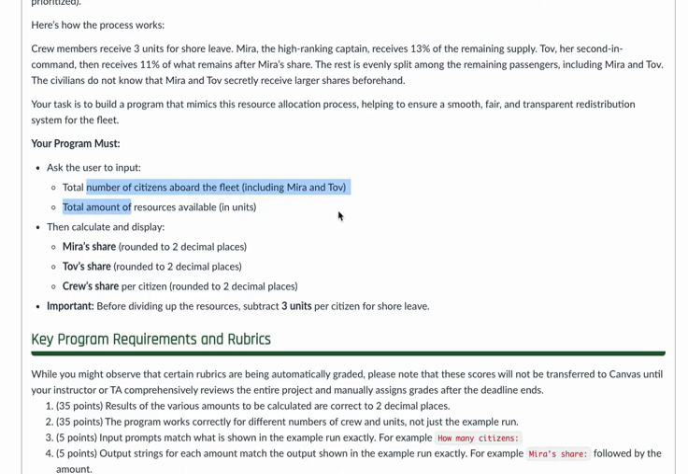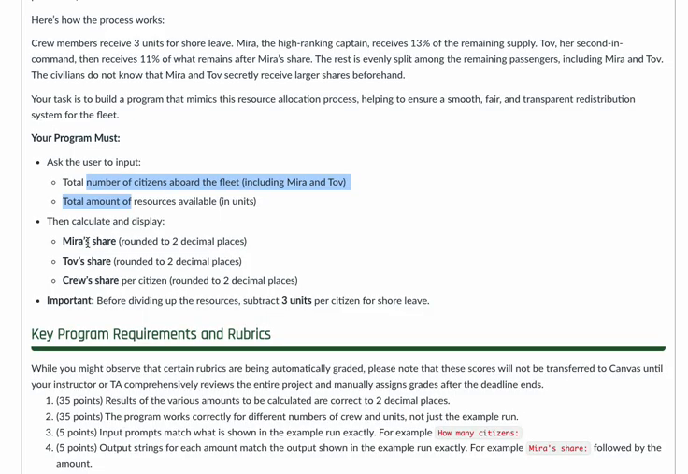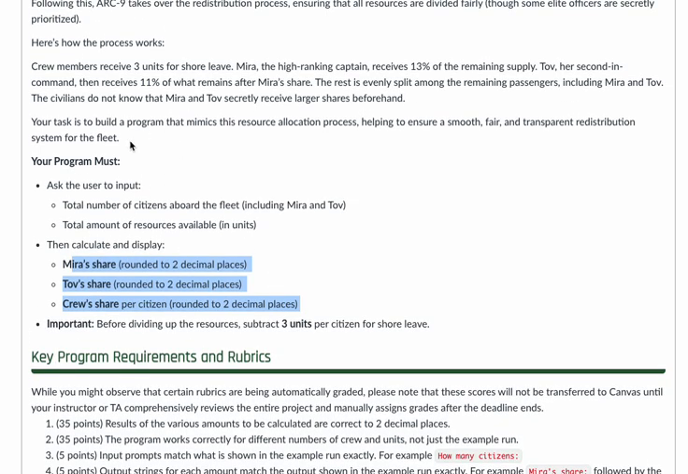Well, what are the outputs? You need to calculate and display this information: Mira's share, Tov's share, crew's share. And make sure whenever you are printing, round it to 2 decimal places for all three. That means these two are input, these three are output. So how can you calculate these things? Well, in this way.